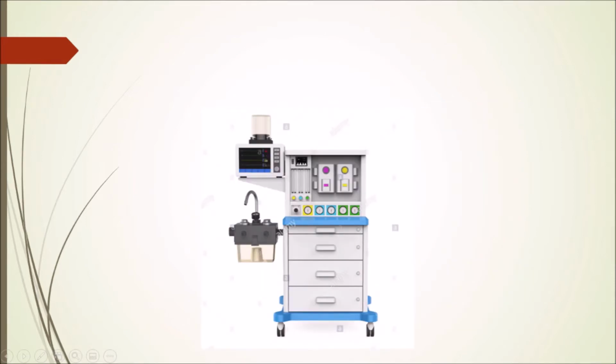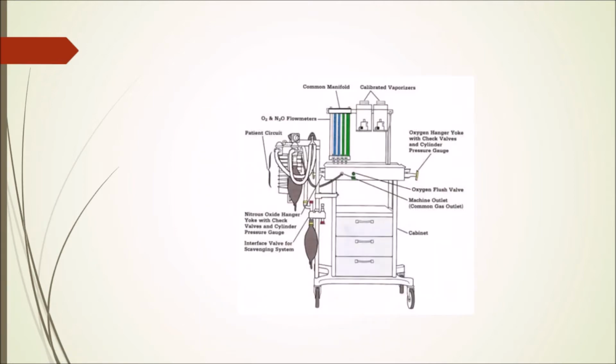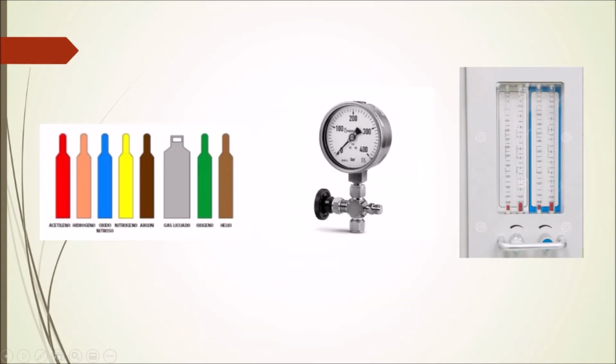Well, the anesthesia machine has four basic functions, which are the supply of oxygen, the mixing of the gases, facilitating spontaneous, controlled or assisted ventilation, and reducing the risk related to the anesthesia to the patient and the staff. What is the gas mixture?